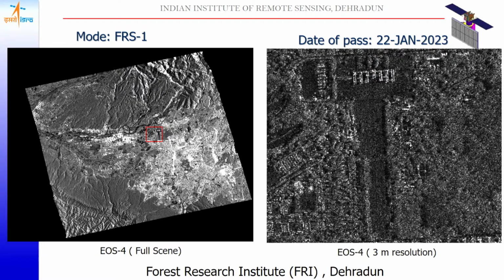We can see this is the full scene of the FRS1 mode. This is again the Dehradun area in the EOS-4 image, and you can see one building which is called the FRI, Forest Research Institute, in Dehradun. This is the 3 meter resolution, so you can see the details in the case of the SAR. This is the building, and this is all the vegetation nearby, and the small bright objects are all small houses or settlements in the SAR image.